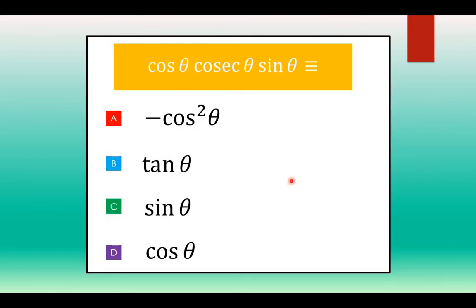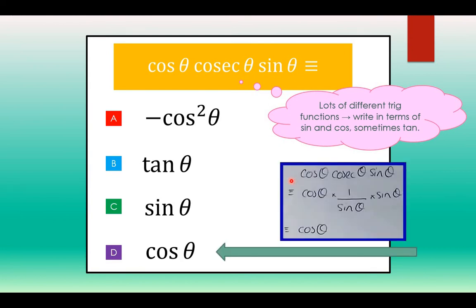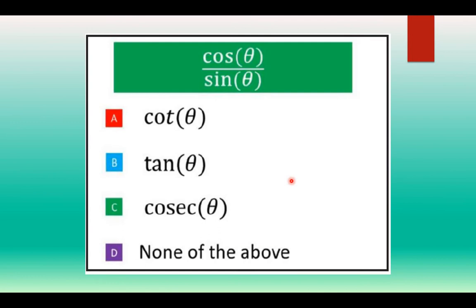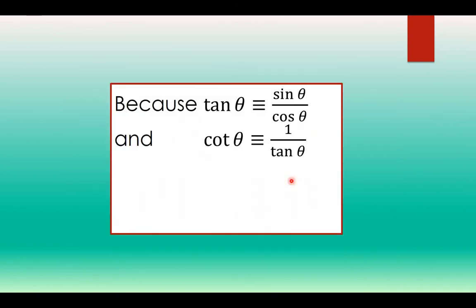And now we're going to use the reciprocal trig functions. If you've got a whole bunch of mixed trig functions, it's really helpful to write them all in terms of sine and cos, and depending what you're aiming for, possibly tan, but usually just sine and cos. This one's a tricky one, see if you can figure that out. It's a new identity.